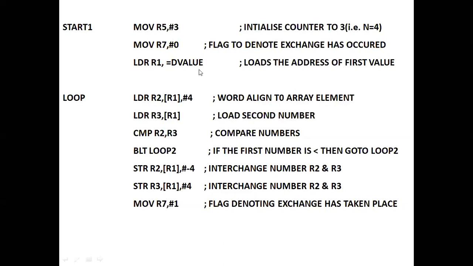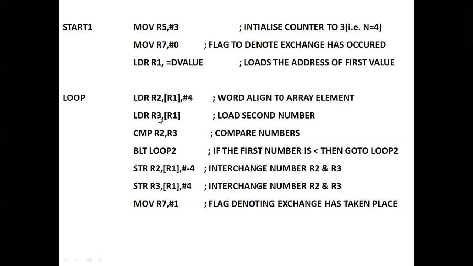Next, LDR R1, =D_value. That means the words which are there in the data region, you are loading the address to R1. Next, LDR R2, [R1], #4. From that address, R1 contains the first word. The first word you are moving to R2, and at the same time the address is incremented by 4. This is equal to post-index with write back. Then R1 is incremented by 4, meaning it is pointing to the second word, which you are loading to the R3 register.